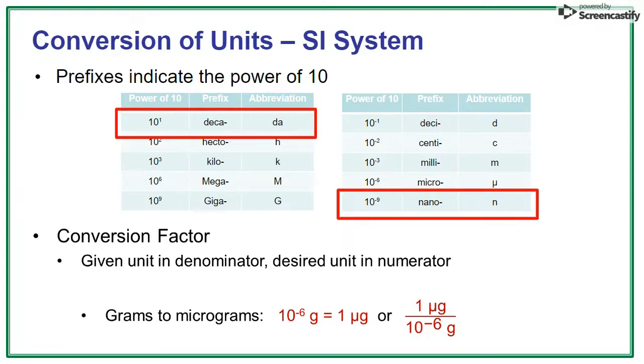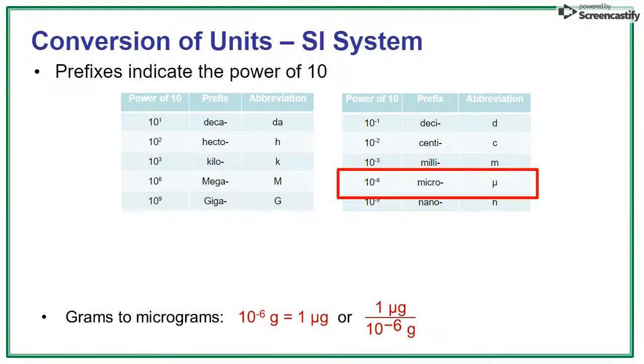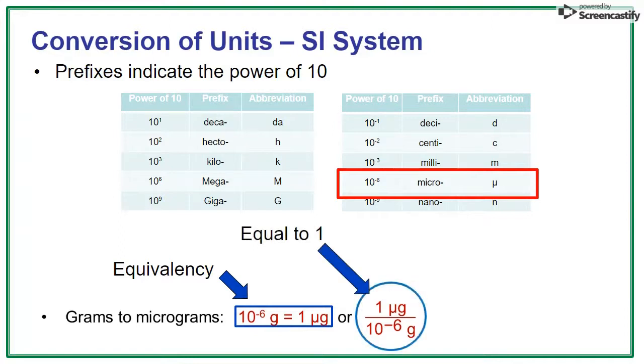If we wanted to set up a conversion factor to convert grams into micrograms, we would check the table and find that 1 microgram is equivalent to 10 to the negative 6th grams. So the fraction 1 microgram over 10 to the negative 6th grams is equal to 1. This fraction is the conversion factor that we would need to multiply our original amount of grams by in order to convert it into an equal amount of micrograms. Again, because conversion factors are created using equivalent quantities, the resulting fraction is equal to 1. Since 1 microgram is equivalent to 10 to the negative 6th grams, the fraction 1 microgram over 10 to the negative 6th grams is equal to 1.